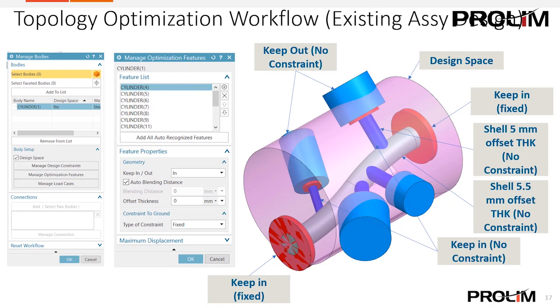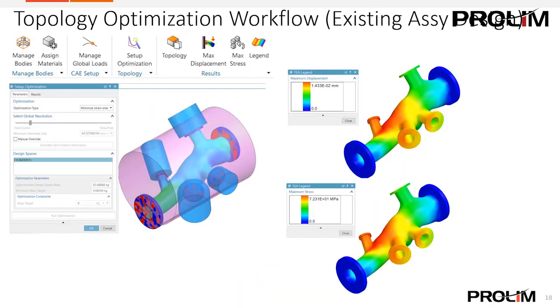We then went into manage optimized features. I added all the recognized features, auto recognize. And I went through and I put some in keep in, some in keep out, some with constraints, some without constraints, and so on. We then went in, set up optimization. We set up our optimization type that we wanted. And we were able to go in there and run it and get our optimized body.